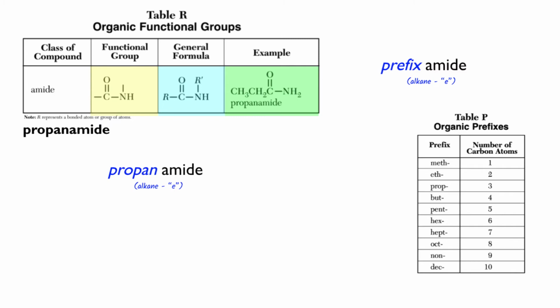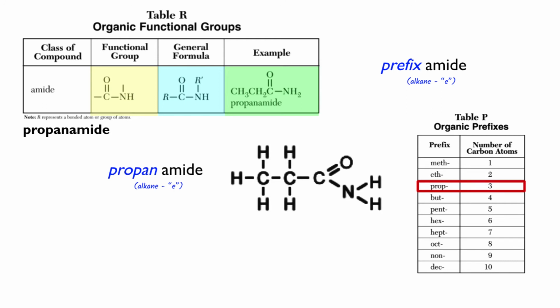That's going to tell us that the "propan" is just telling us about the number of carbons in the carbon chain before the nitrogen is bonded. So there are 3 carbons, because prop means 3, including the carbonyl carbon, the carbon that's double bonded to the oxygen. So I've got 1, 2, 3 carbons, including the carbonyl carbon, and then coming off of the carbonyl carbon, I then have NH2.